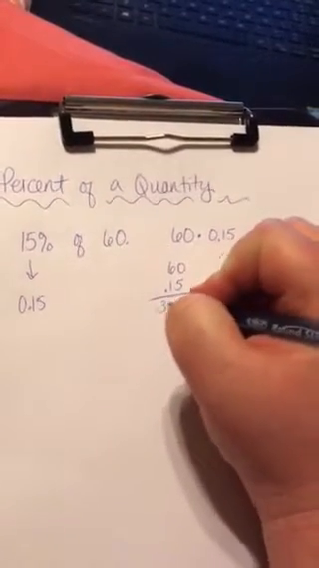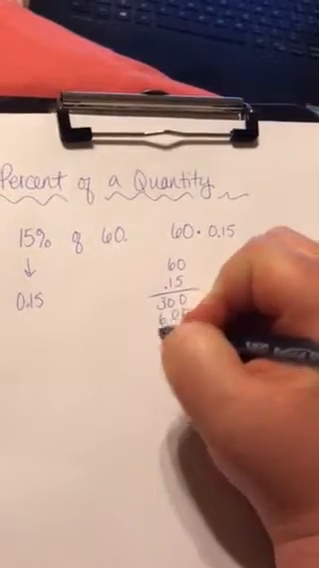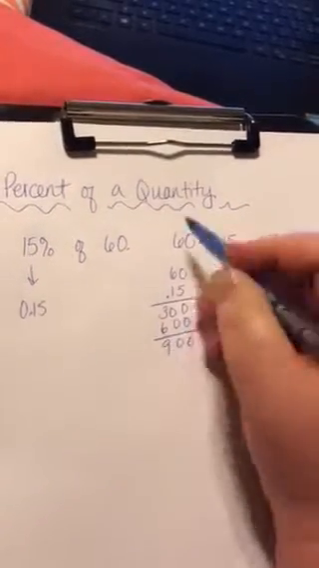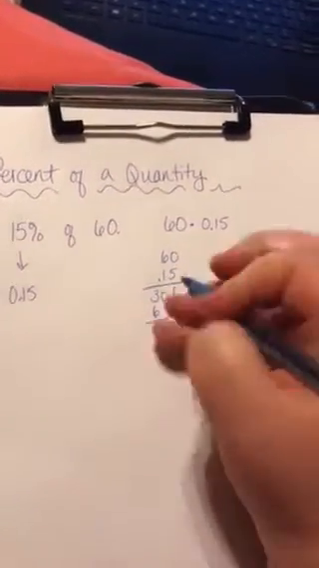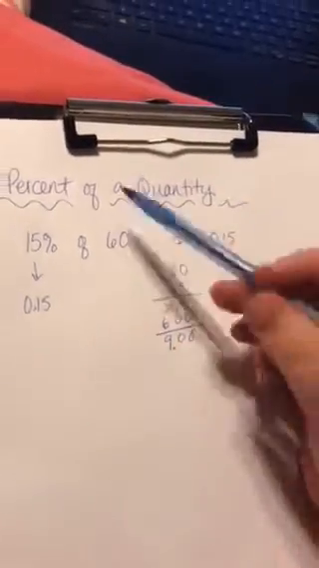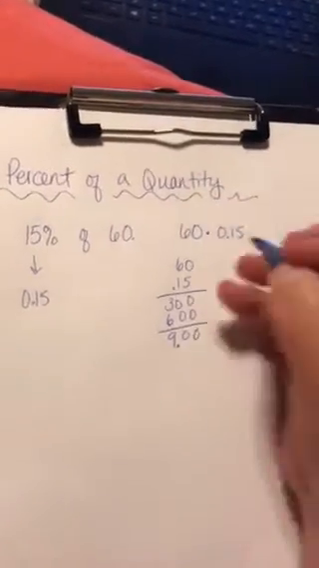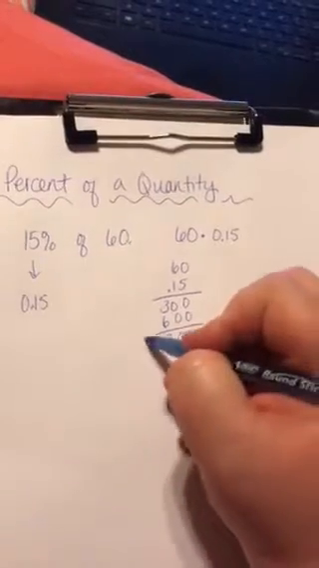0, 30, 0, 0, 6. Okay, and so now we have 2 here, 1, 2, so 1, 2. Okay, so 15% of 60 is 9.